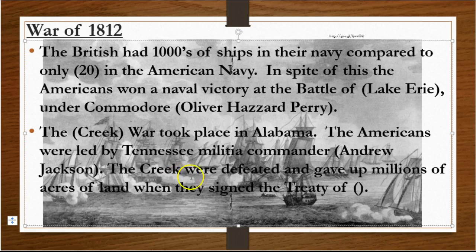And Andrew Jackson made a name for himself during the War of 1812, specifically during the Creek War, and then later on, in another battle, which we're going to talk about in just a minute. But the Creeks were defeated. The Creek were defeated, and they gave up millions of acres of land when they signed the Treaty of Fort Jackson.